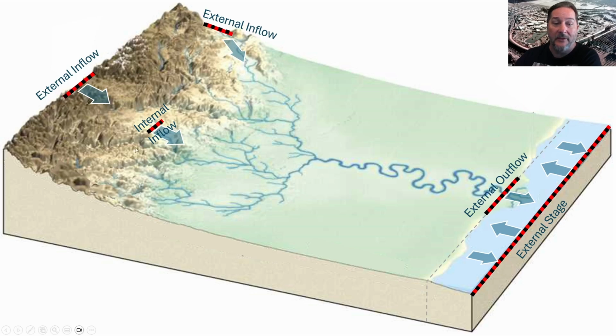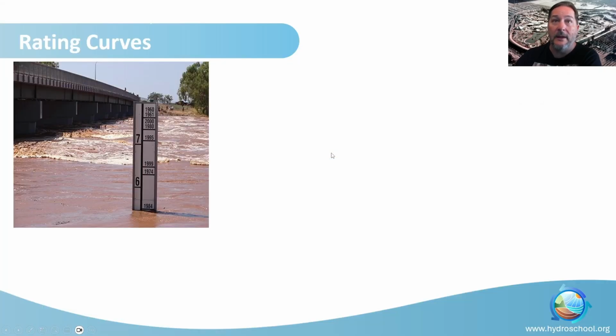So going back to this schematic, you've got discharges coming in at the upstream end here, these external inflows. HEC RAS will take those discharges and turn them into elevations. Likewise, down here at the bottom, we've got an external stage here, and HEC RAS will take the stage and turn it into a discharge. In any case, HEC RAS needs to build a rating curve. So let's talk about rating curves for a second.